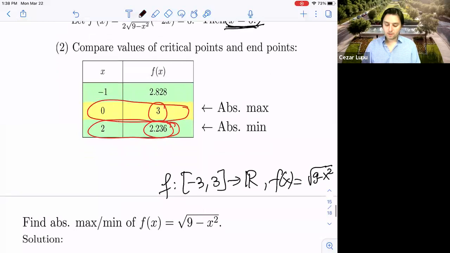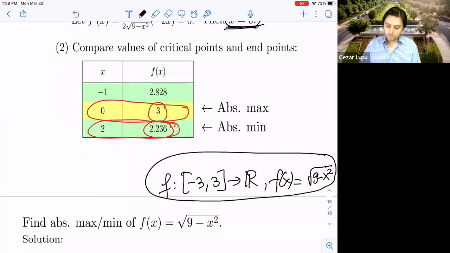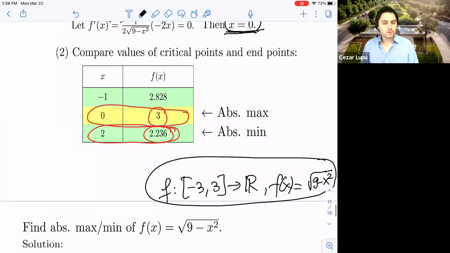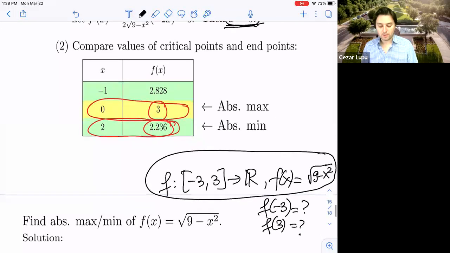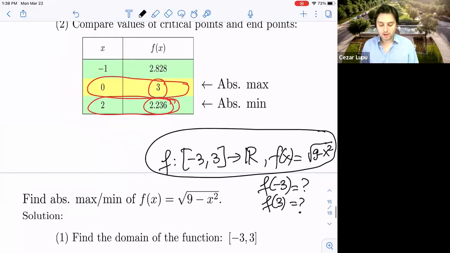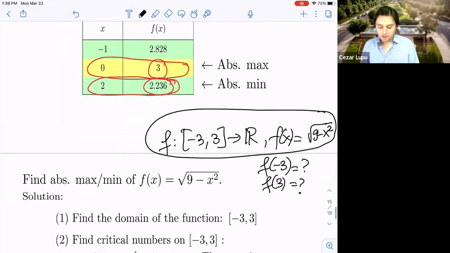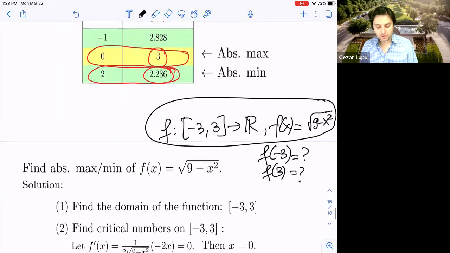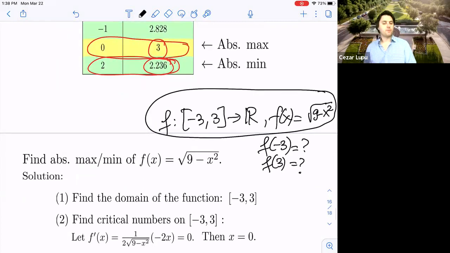Great. Well, so this is my function. So we're going to do the same thing. So this time we have to evaluate f of -3 and f of 3. But also, we need to evaluate at the critical points. But we have seen the domain again is -3, 3, as we have seen previously. And now we need to find the critical numbers on the closed interval -3, 3.